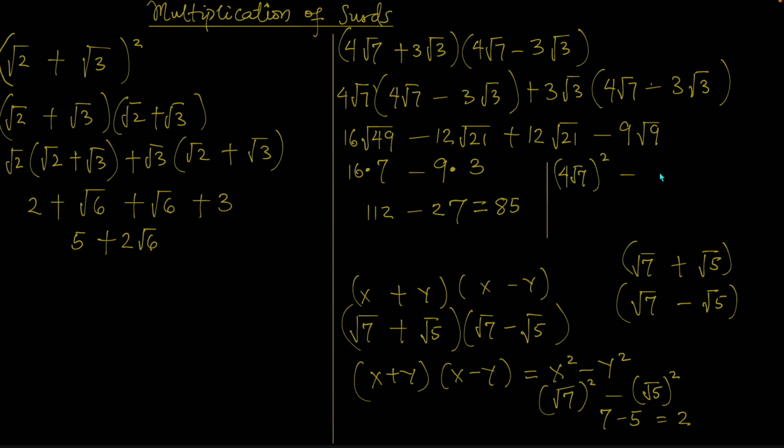And the same idea can be brought here by saying this is 4 root 7 squared minus 3 root 3 squared. So you make the individual square of what you have inside the parentheses. So this is 16 times 7 minus 9 times 3. So we have 112 minus 27, which is equal to 85.